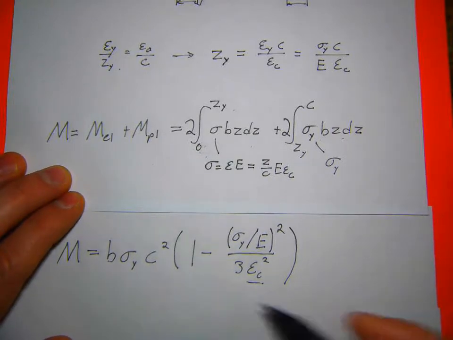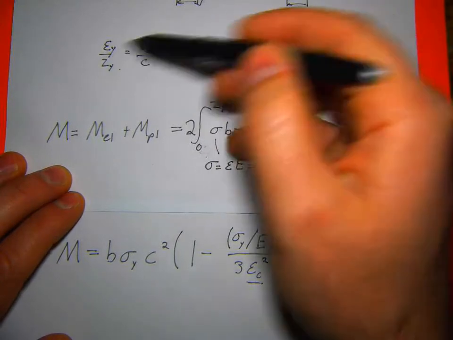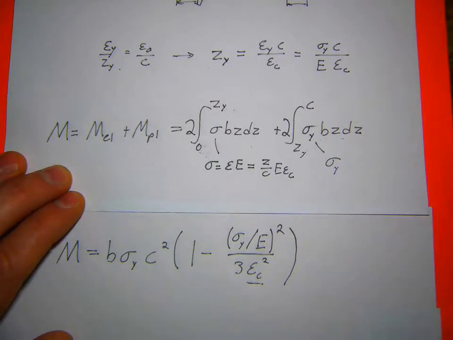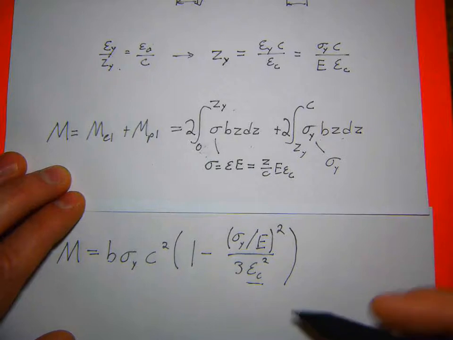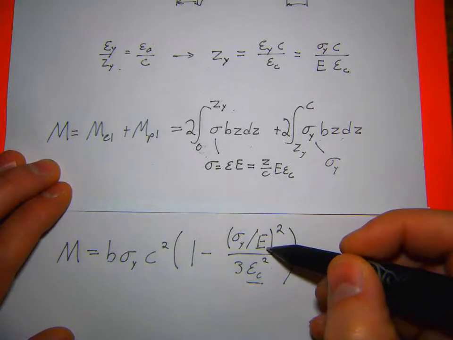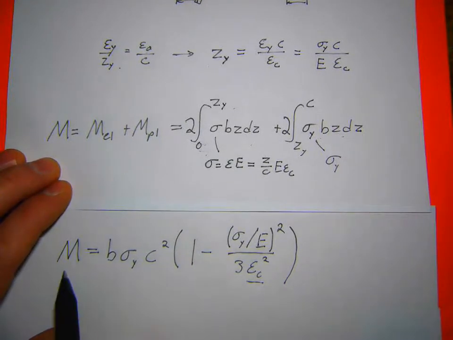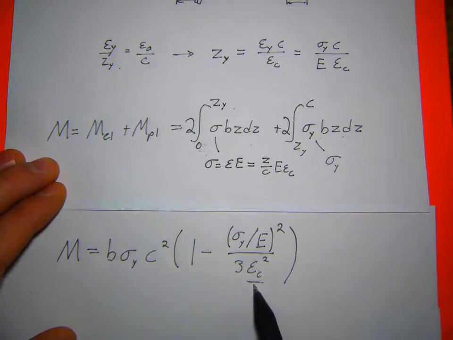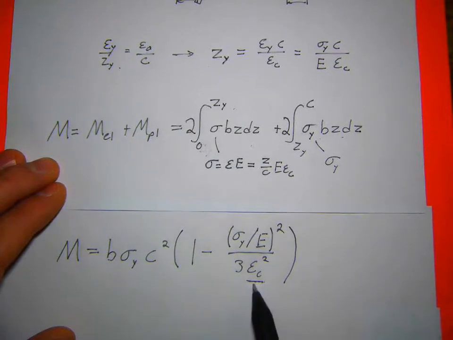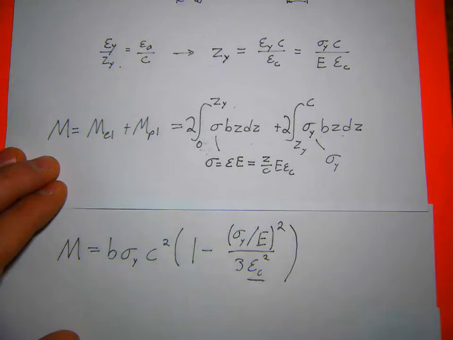But now my yield strength and my Young's modulus are both material constants. C and B are geometric parameters, so I have now my bending moment related to the applied strain in the body. So this is a convenient equation for how my bending moment relates to my epsilon C, which I could technically back out to relate it to my stress. But experimentally, this is the value you would want.